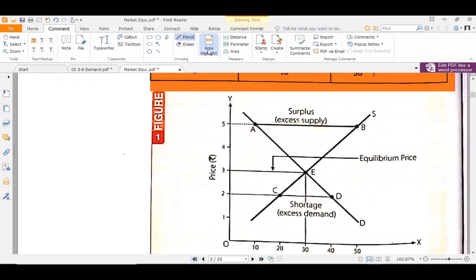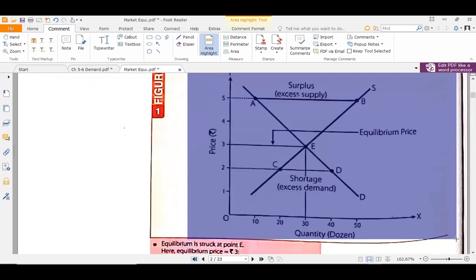This is the diagram. This also we did in the last class. This is the equilibrium, with the equilibrium price and equilibrium quantity. Above the equilibrium is the point where excess supply is there. Why excess supply? Because over here supply is greater than the demand, and below it is excess demand, where demand is greater than the supply. So this we did in the last class.